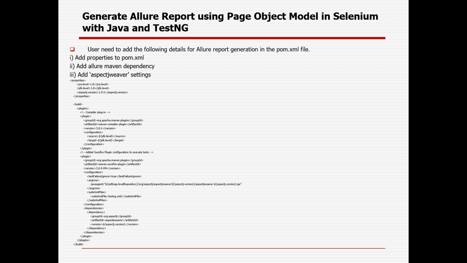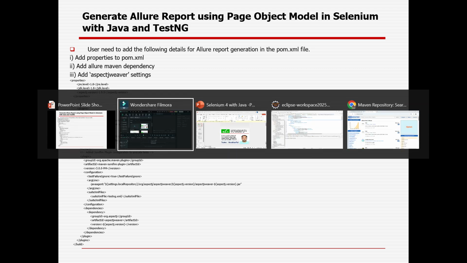So how to generate Allure report using page object model in Selenium with Java and TestNG? The user needs to add the properties in the POM.xml file. Apart from that, the user needs to add the Allure Maven dependency and AspectJ Weaver settings also. So I already added them in my project.